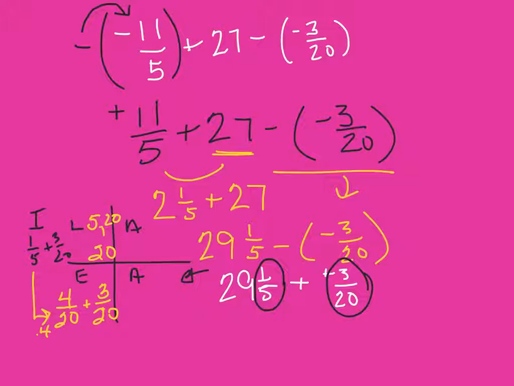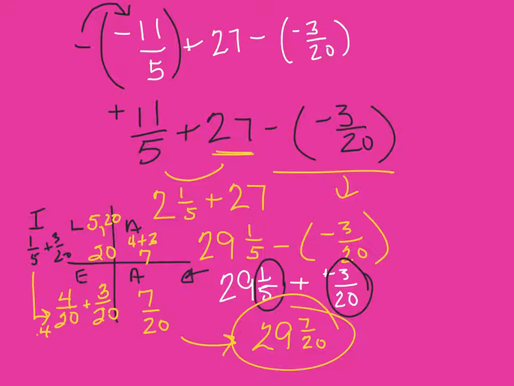I can now ignore my denominators. I've got 4 plus 3, which I'm sure everybody knows is 7. Now I've got my numerator and denominator is 7/20. Bring that right over here. Bring down the 29 and 7/20. And that is my final answer.